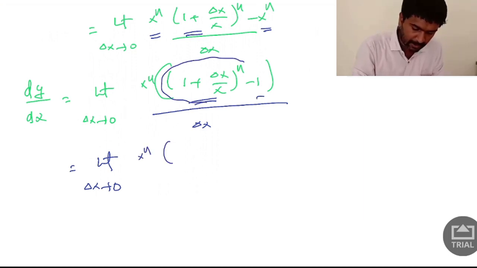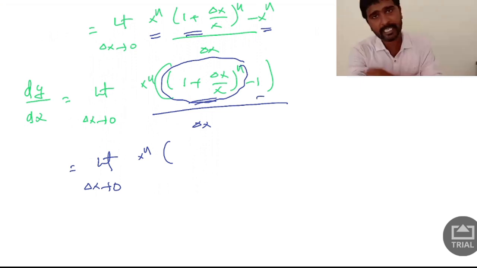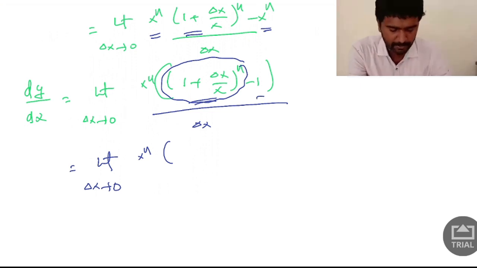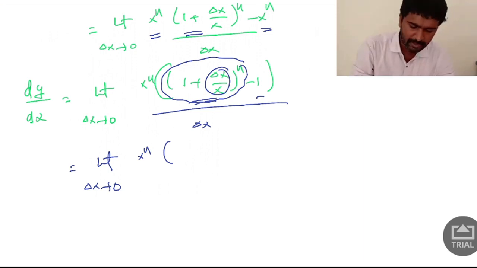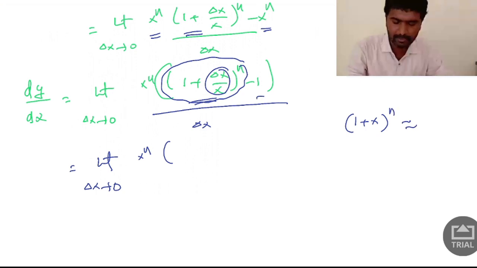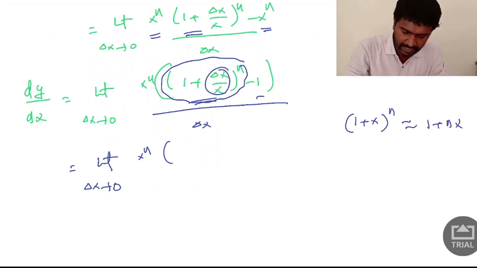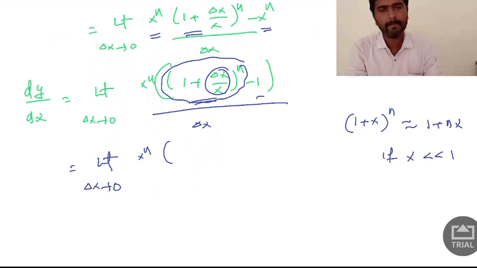Now let us see this part. It's 1 plus delta x by x whole power n. Here delta x is very, very small. If you take the expansion of this, because delta x is very, very small compared to x, then delta x by x will be very small. So let us say if I write the equation 1 plus x whole power n, that equals approximately 1 plus nx, if x is very small, or x is very, very much less than 1.